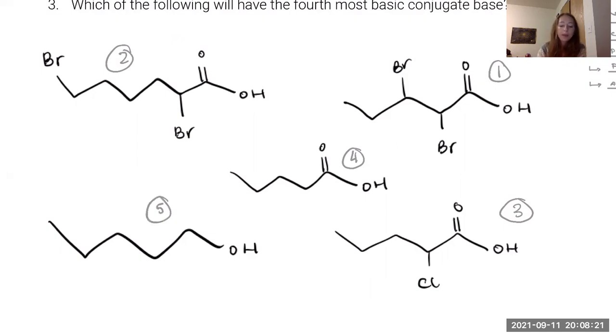But we're not fully answering the question yet. It's asking for the 4th most basic conjugate base. So now we need to rank it in terms of base. We're just going to reverse the numbers. So I'm just going to do the opposite of all the numbers. The 4th most basic conjugate base turns out to be this one.